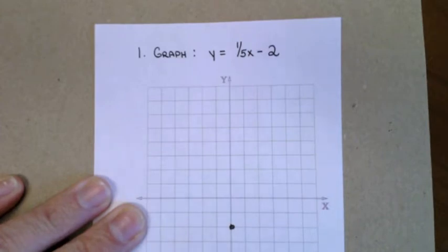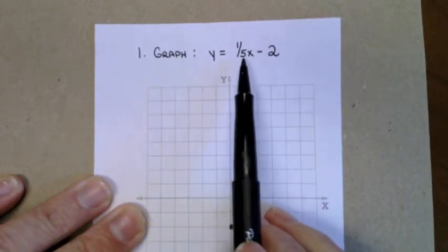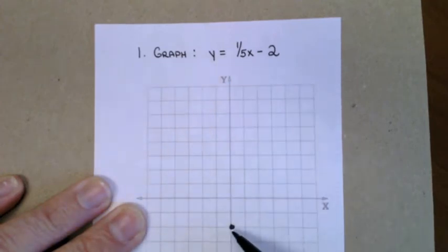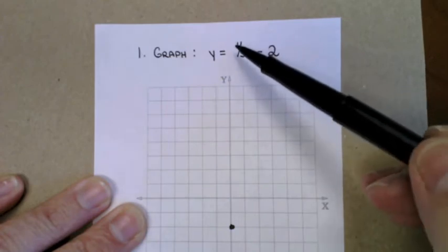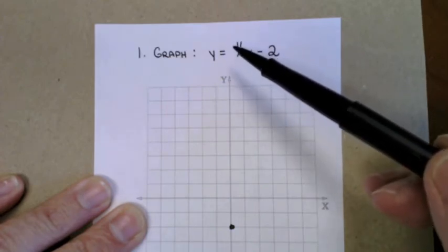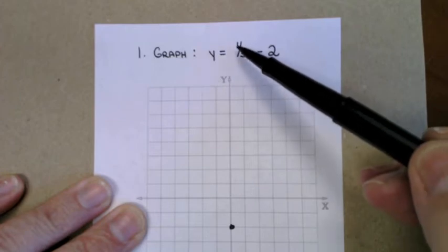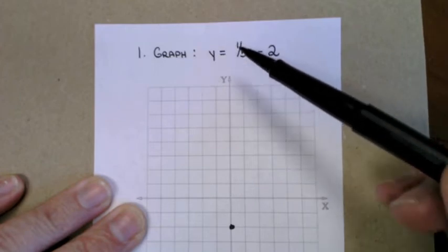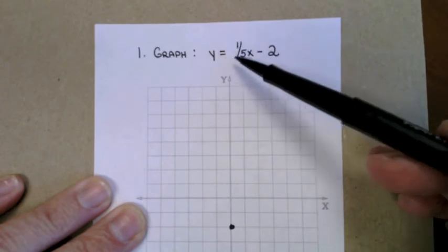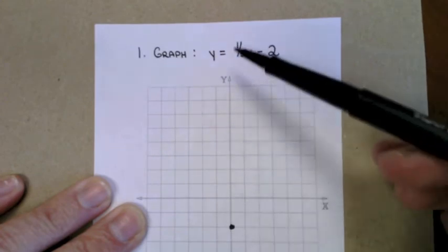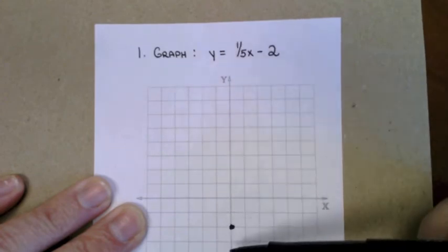The next thing I'm going to do is use my slope. Here's how you use the slope. You're always going to use it from this point right here that you just graphed. The top number is where my y's are. Remember, to find your slope, you take your y's and subtract them and put them in the top. That means this top number is going to tell me to go up or down. If this number is positive, I'm going to go up. If this number is negative, I'm going to go down.